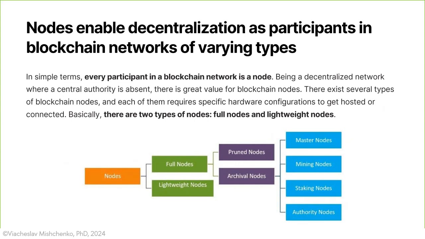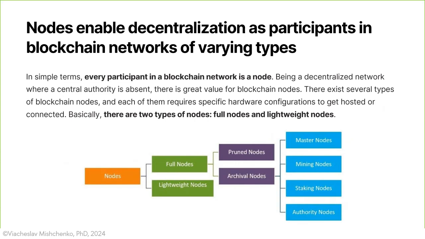So pruned nodes save space but only keep recent transaction history, while archival nodes maintain the complete blockchain history, and they are like our digital historians, for example. So what is particularly interesting here is how the archival nodes branch into four distinct types: for example, master nodes, mining nodes, staking nodes, and authority nodes. And each of them has a specific role in maintaining the network's integrity.